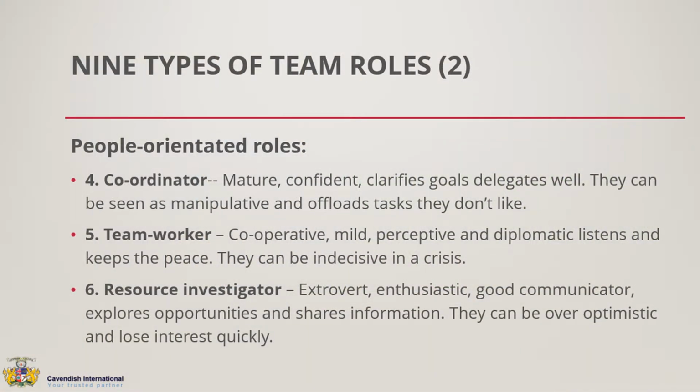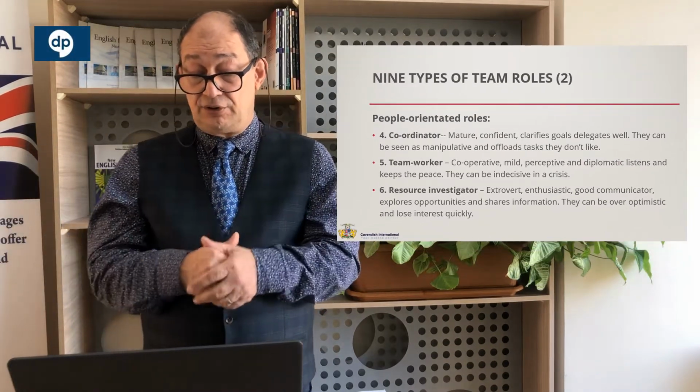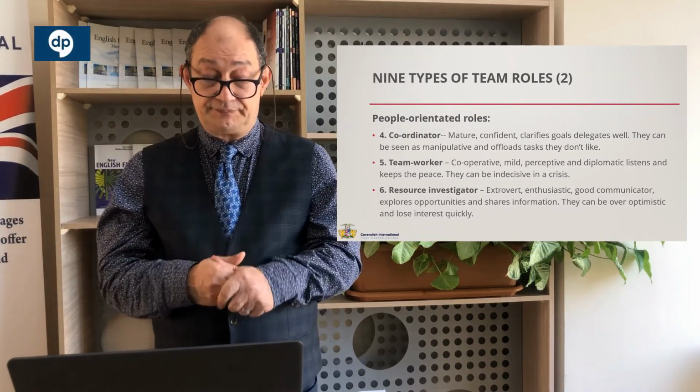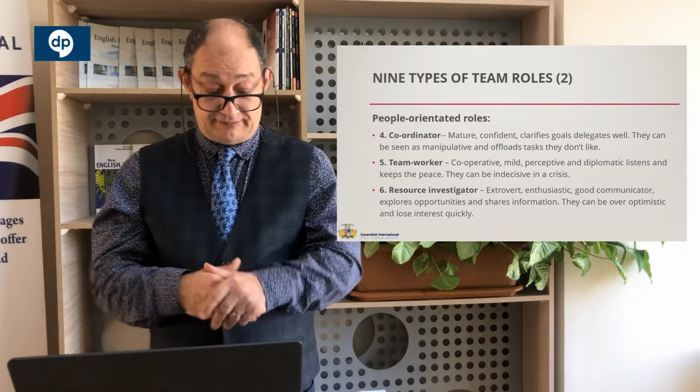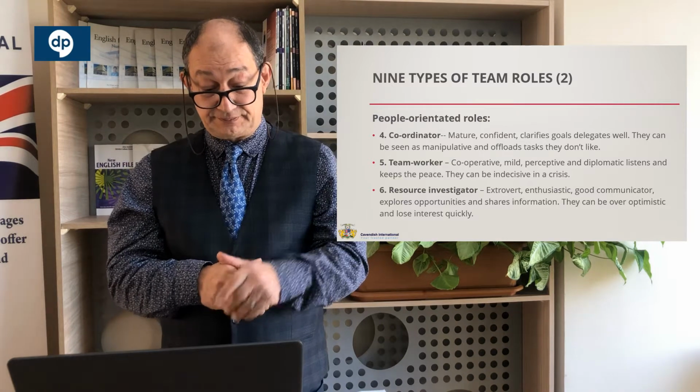Now, second group, people-oriented roles. These are like coordinators. They're mature, they're confident people. They clarify the goals, they delegate well. There are more older people in your team which manage these sort of highly active people.